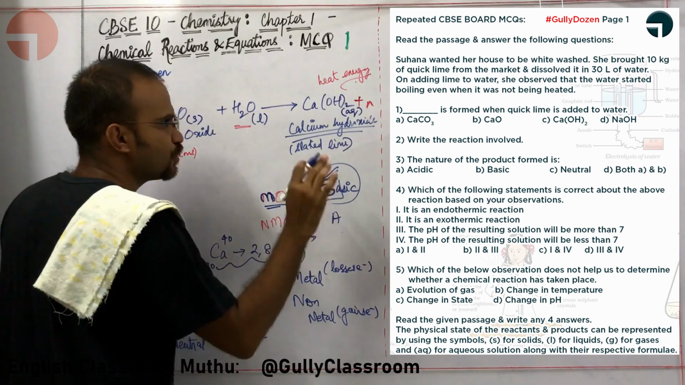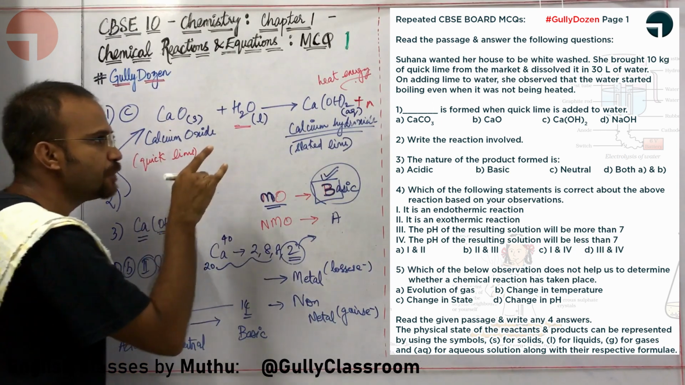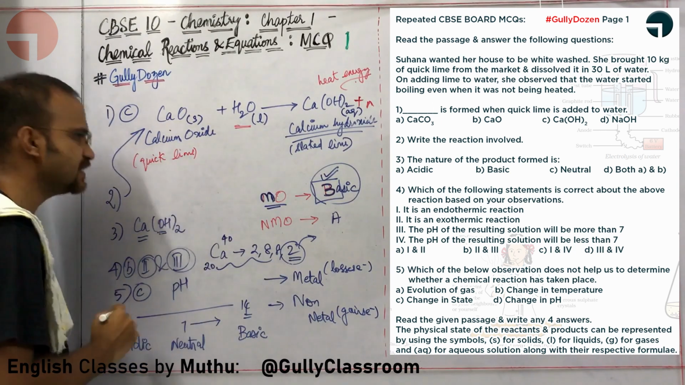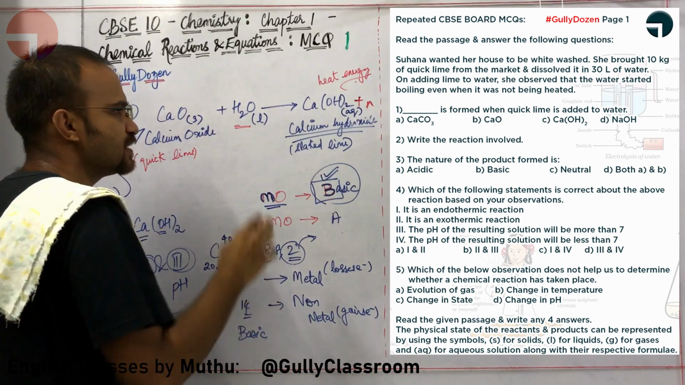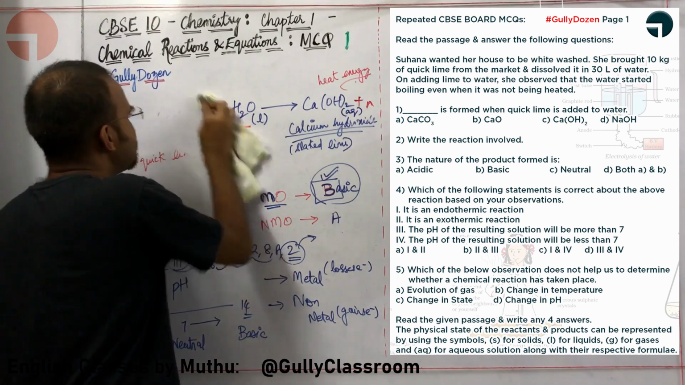So for the fifth question, the option is C. Yeah, because the other option, change in pH, also indicates that a chemical reaction is happening.